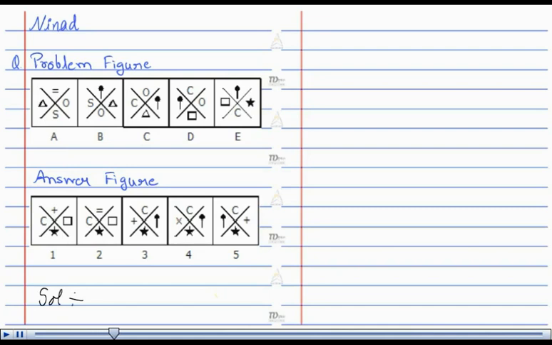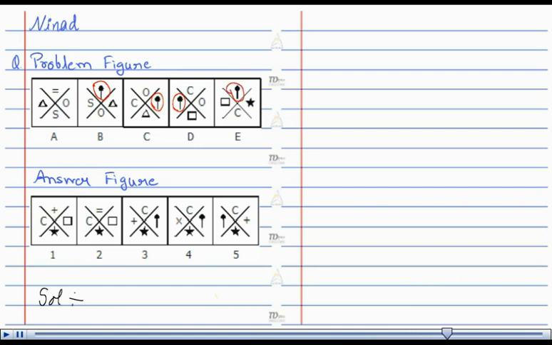Now, in this question, if you look at the problem figure, we will see that each time a new symbol is introduced, it moves clockwise, then diagonally opposite, and then one step clockwise. Suppose from A to B, this symbol is newly introduced. Now this symbol will move 1 step clockwise, as shown in C, and now it will move diagonally opposite as shown in D, and now it will move again clockwise 1 step as shown in E.